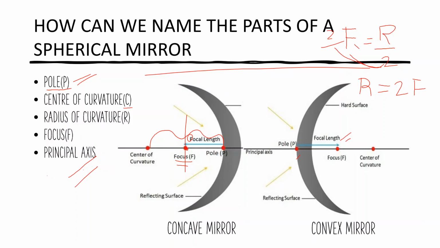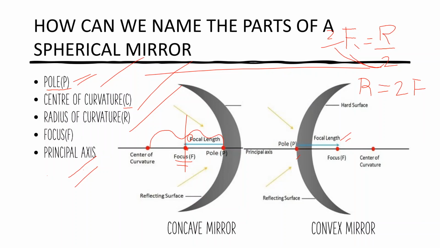Next, we discussed the pole, the center of curvature, and the radius of curvature. Now we are going to discuss focus. What is focus? The point located midway between the pole and the center of curvature. The point located midway between the pole of the mirror and the center of curvature of the mirror is called the focus.